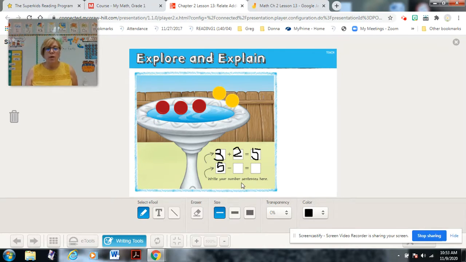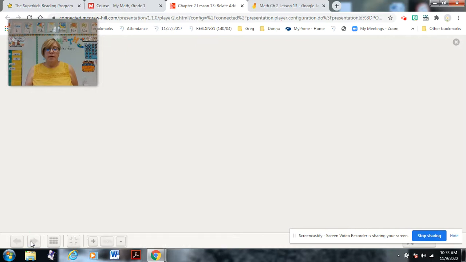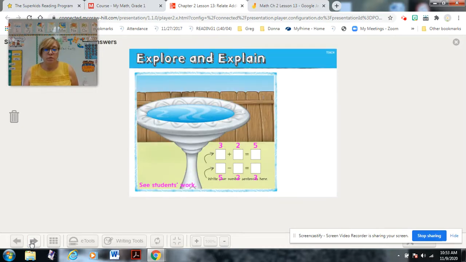Very good. So let's put the 3, because the 3 birds got out. They're going to dry their feathers and clean themselves up. So how many birds does that leave at the bird bath? It leaves 2. Okay? Good job. And there they show it for us.